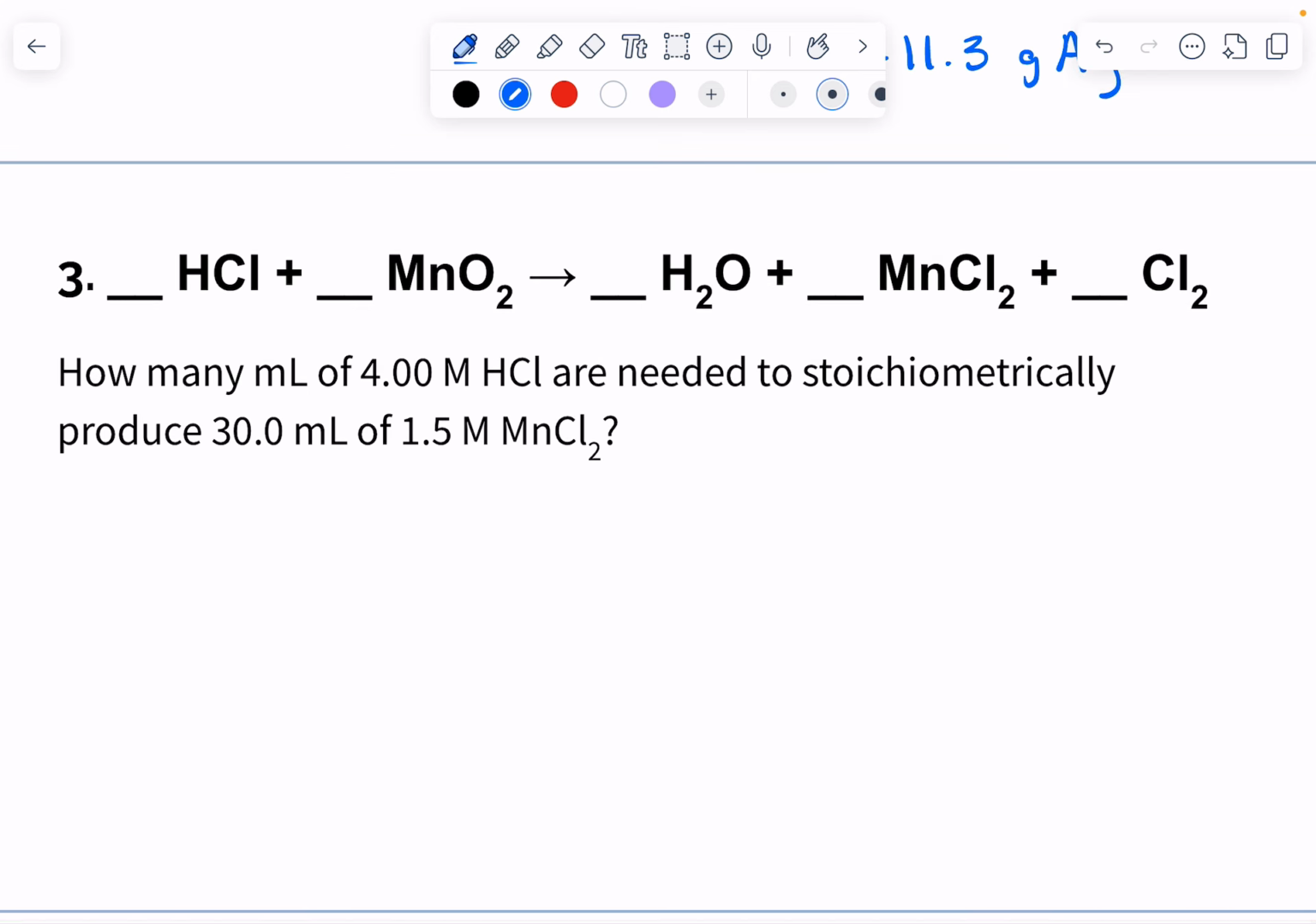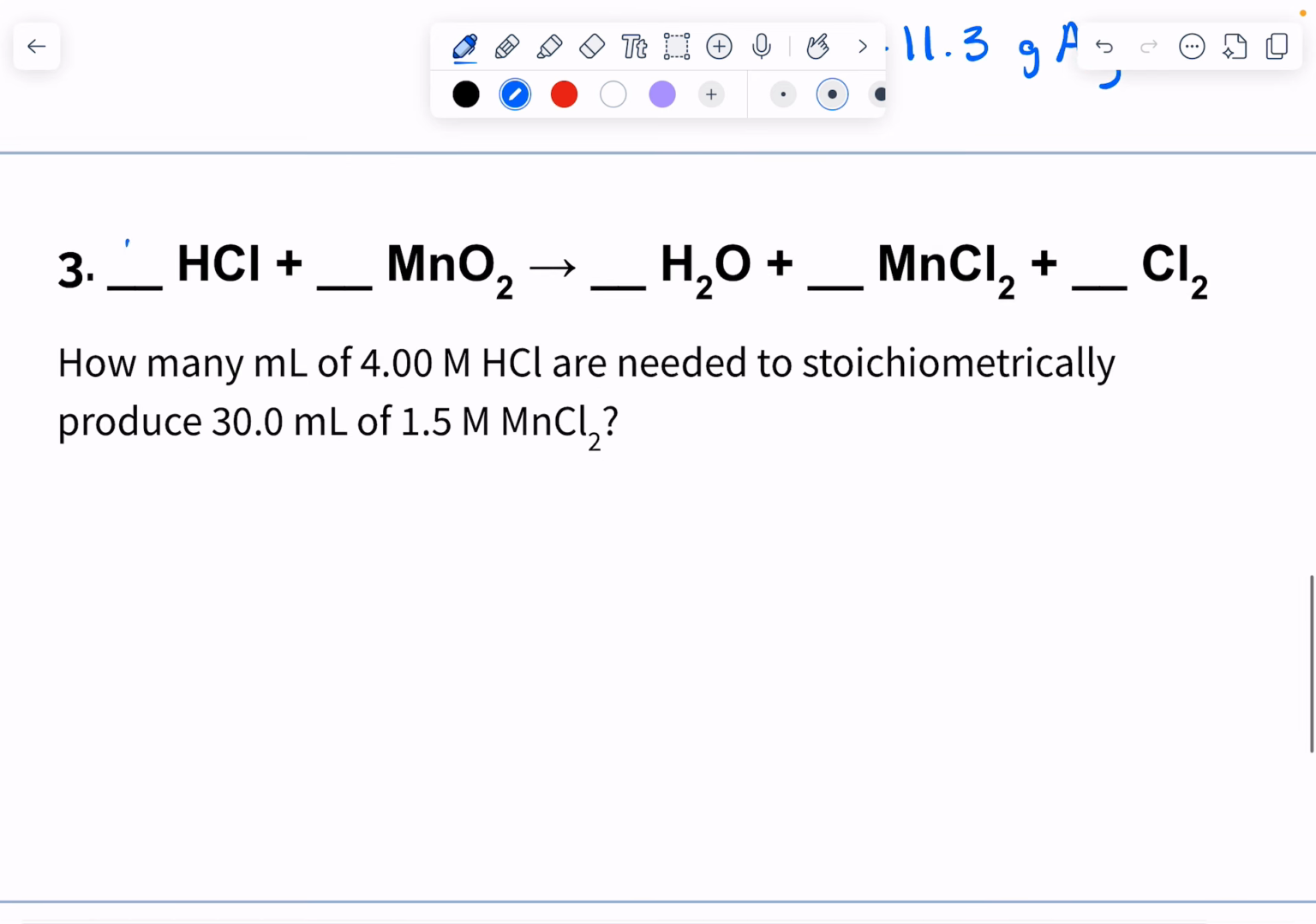So in this problem, we want to balance everything first. So as we do that, here we go. We're being asked here to find how many milliliters of 4 molar hydrochloric acid are needed to produce 30 milliliters of 1.5 molar manganese chloride. So 2 things that are given to us besides our 30 milliliters that we are starting with are going to be our molarities. So keep in mind that molarity is moles per liter.